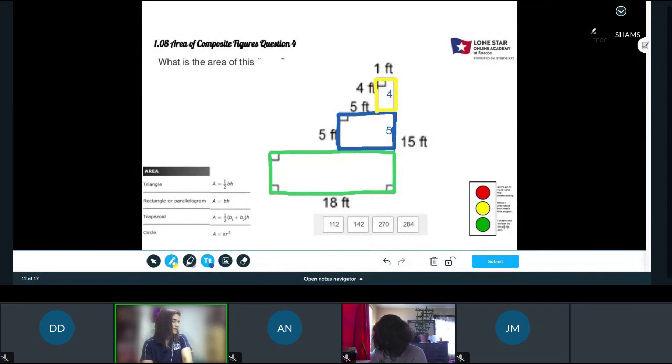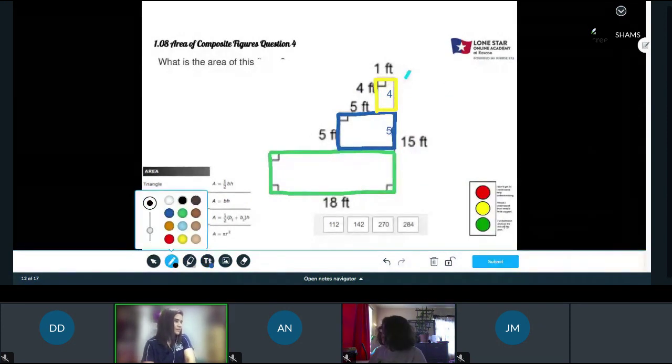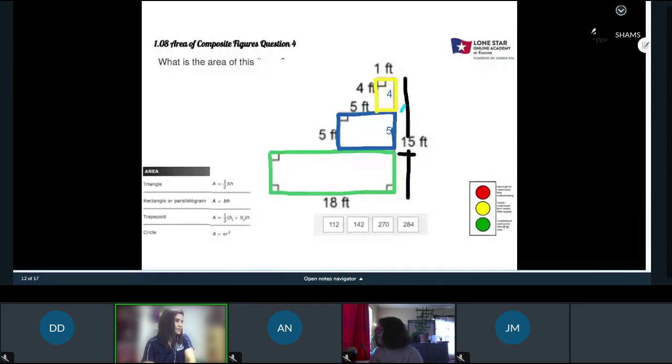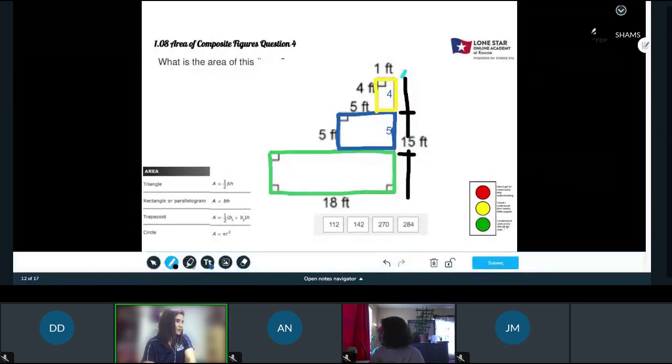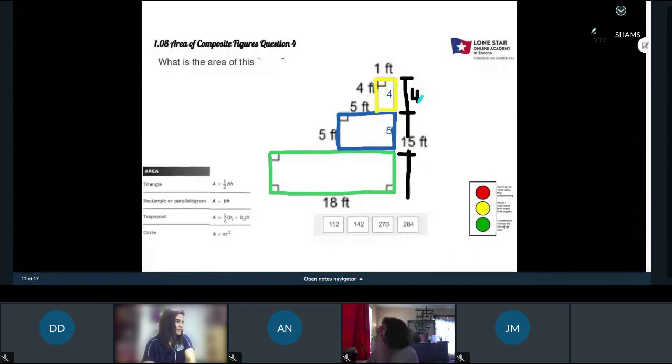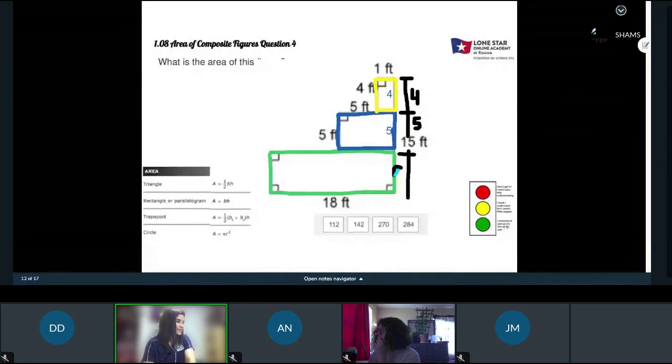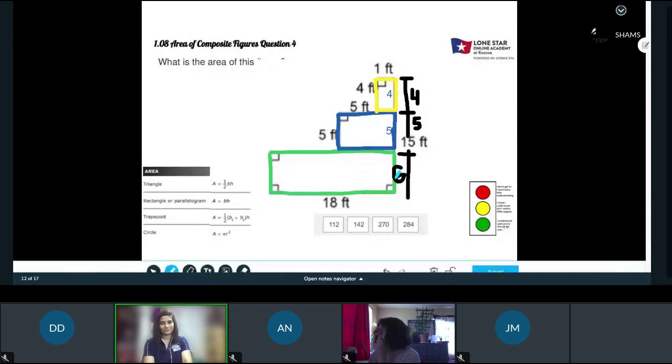So if this entire thing is 15, right? This part is missing. This part is 5. This part is 4. So I know 4 plus 5 is 9. Then 9 plus 6 is 15.